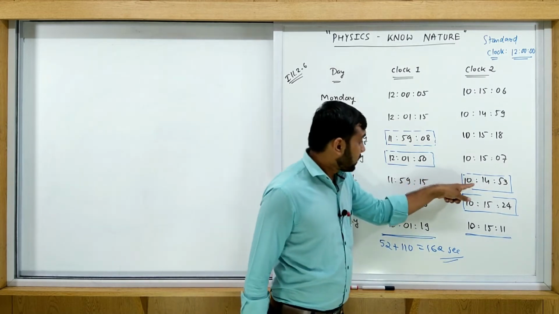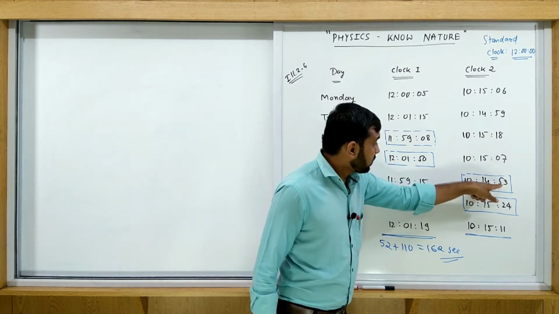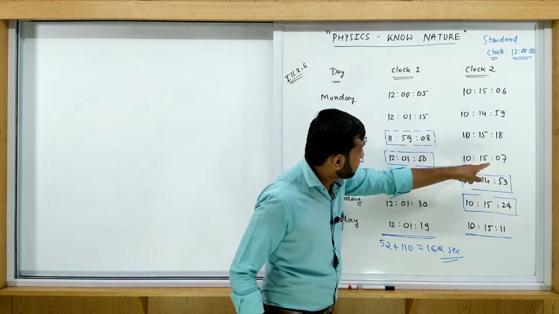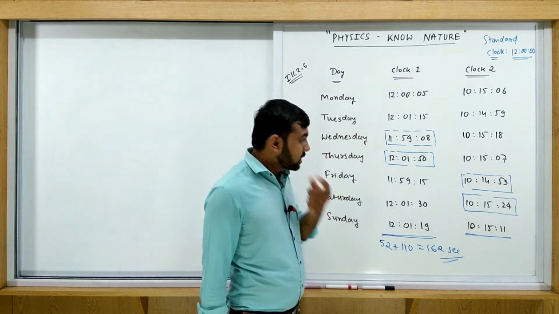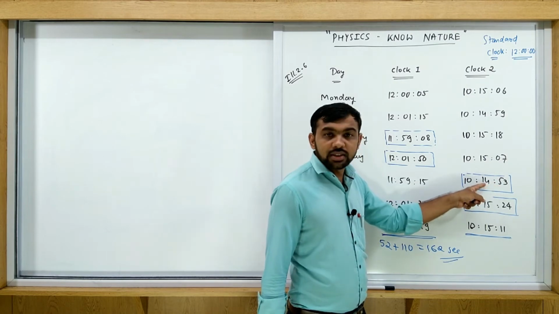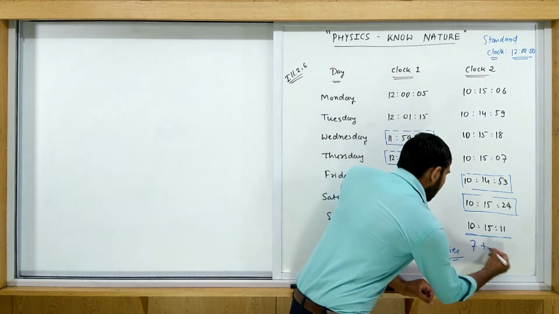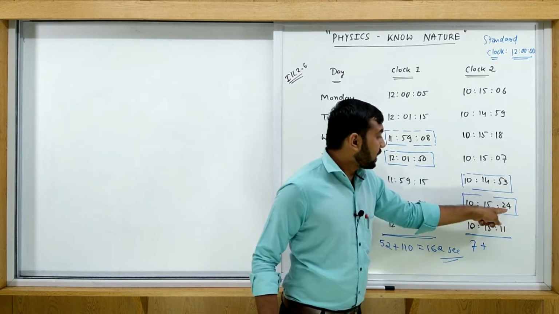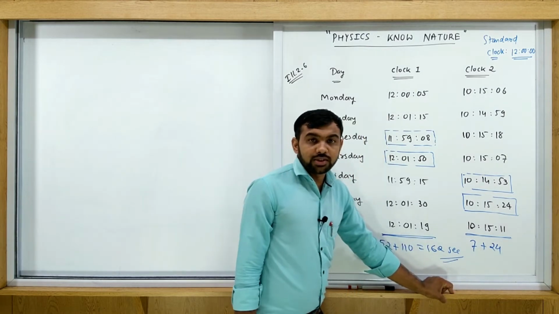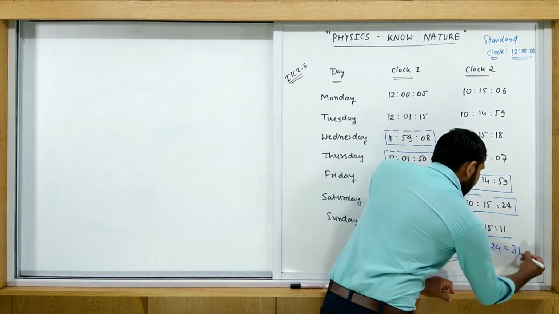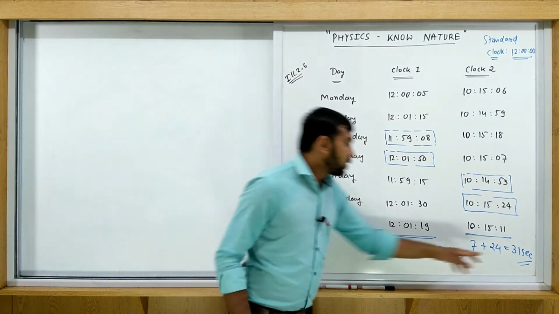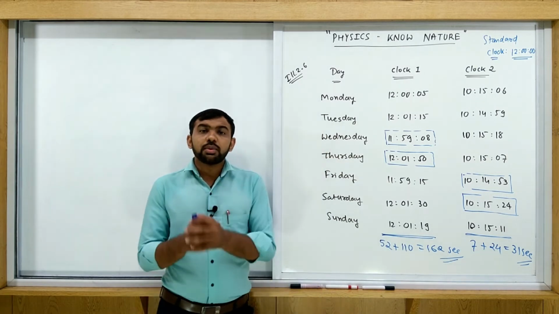What is the total time? Complete this one at 10:15. How much time is required to complete 10:15? Because all readings are given around 10:15. So the time is 7 seconds. If you add the 7 seconds here, then 15 minutes is completed. So 7 seconds plus, after 15 minutes, 24. So 24 plus 7 is 31 seconds. What is the resolution here? 162. And what is the resolution here? 31 seconds.